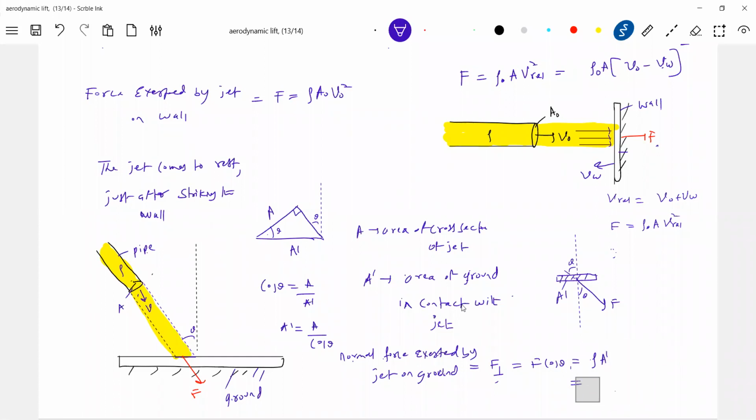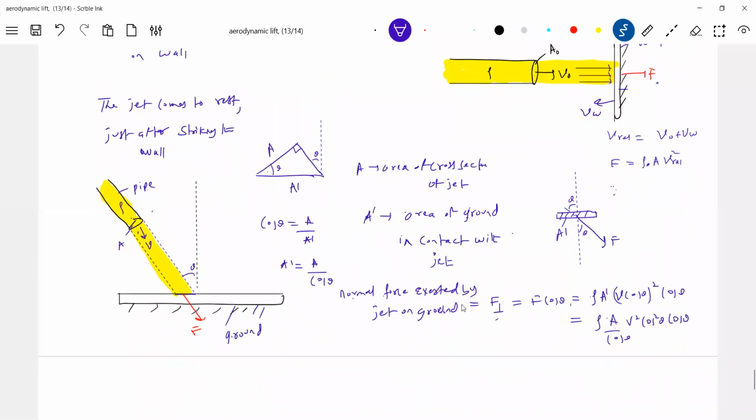There is no problem with A dash. What is F, we will calculate. F should be rho A dash, area of contact is A dash, component of velocity V cos theta whole square into cos theta. What is A dash? A dash will be A cos theta, V square cos square theta, this one. So in total how much will we get?